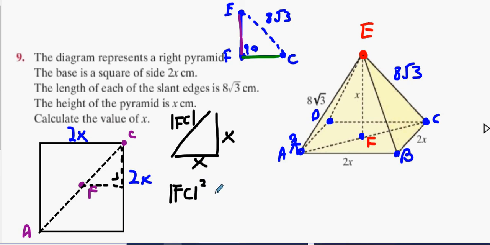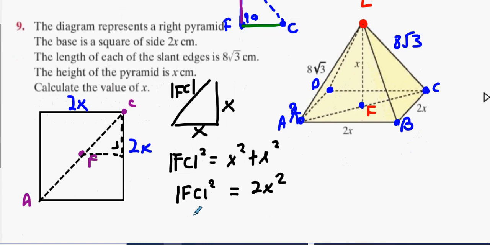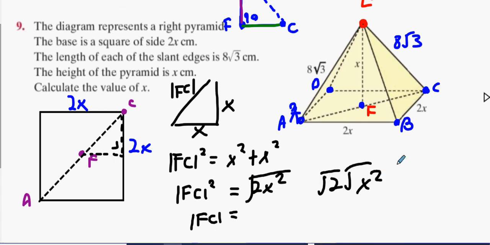So FC squared is x squared plus x squared. Oh, I get what you did there, but it's just representing the length of FC. So you don't actually square it out to f squared c squared, alright? So the length of FC is the square root of 2x squared. Are you happy with that? Square root it. What happens when you square root it? You square root the 2 and you square root the x squared, and what answer do you get? Root 2x.